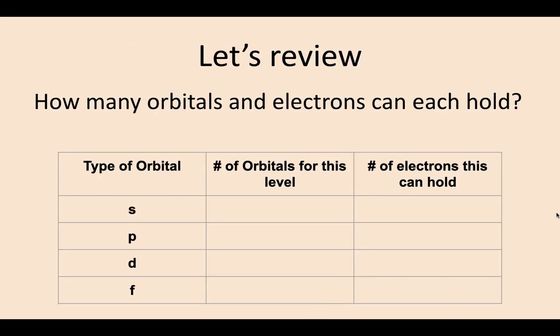Okay, so let's do a quick review. How many orbitals and how many electrons can they hold? S, remember, can hold how many orbitals? 1. How many electrons can S have? 2. P can hold how many orbitals? 3. And have 6 electrons. D can have how many orbitals? 5 and 10 electrons. F can have how many orbitals? 7 and electrons? 14. Very good.